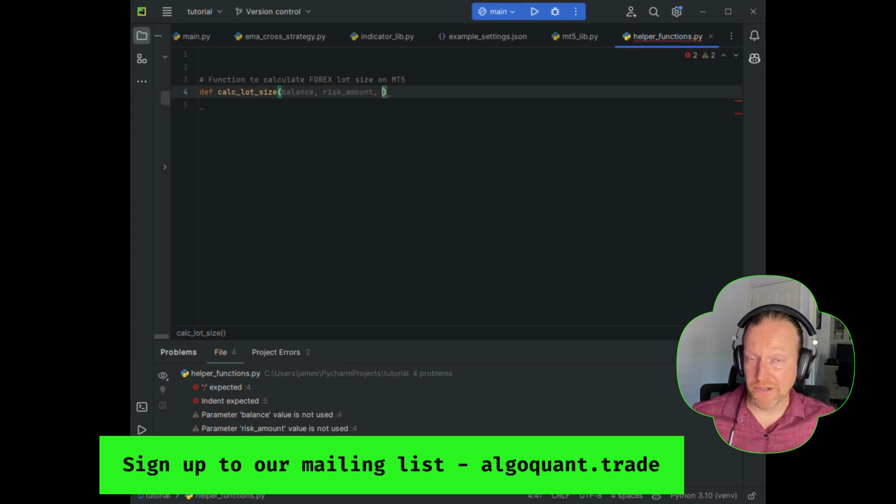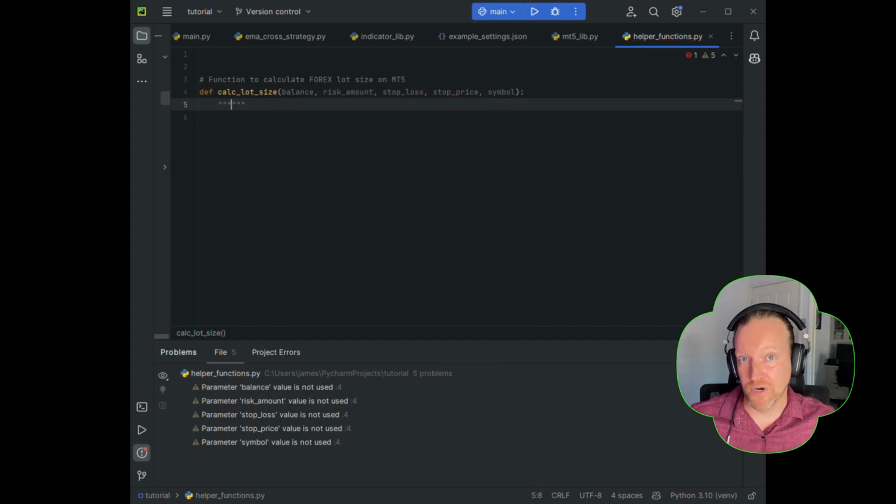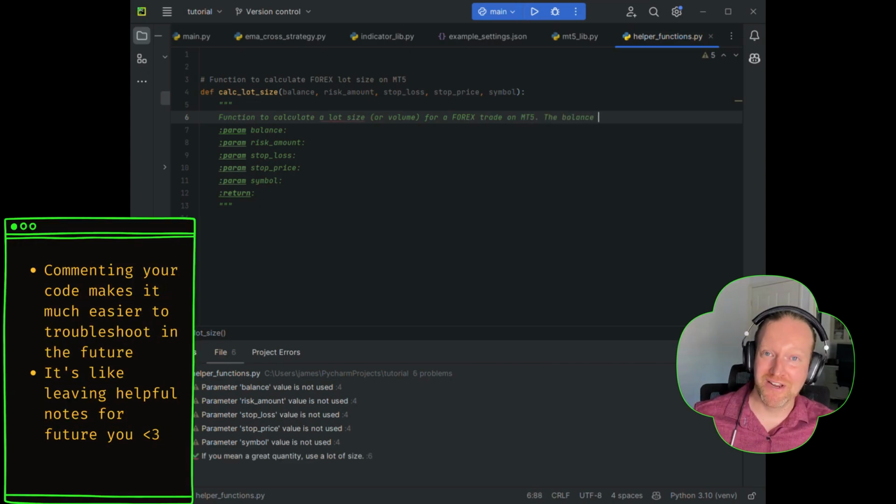When it comes to calculating the lot size, there's a few pieces of information that you're going to need. You're going to need to know your balance, which is the total balance that you're trading from. Then you need to know what your risk amount is, which is the percentage of your balance that you want to trade expressed as a decimal. So 1% is 0.01. You then need to know your stop loss price, which is the price at which you will exit the trade if it's not going your way and declare a loss. That reduces your risk. And then we're going to look at the stop price, which is the entry price that you want to enter the trade with. And then, of course, you need to know what symbol you're actually trading.